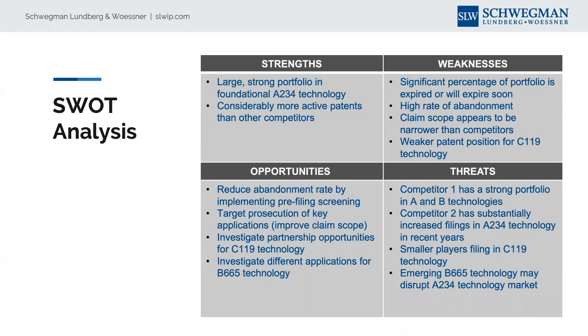If you identify a high rate of abandonment, well, you can see an opportunity there of reducing the abandonment rate by possibly implementing more pre-filing screening. Or if you see that your claim scope is narrower than your competitors, maybe an opportunity there is to target prosecution of key applications to at least improve the claim scope of those. And then if you see that you have a weak patent position in a certain technology, and you also see a threat of smaller players and new players in that same technology, well, then you can maybe investigate partnership opportunities, or maybe investigate investing more resources into that technology to catch up.